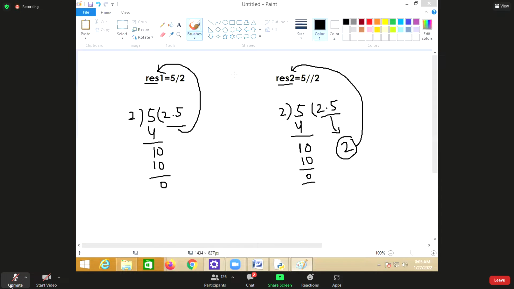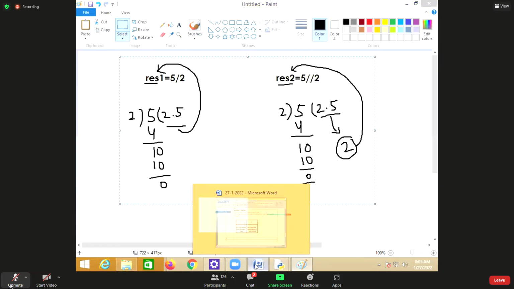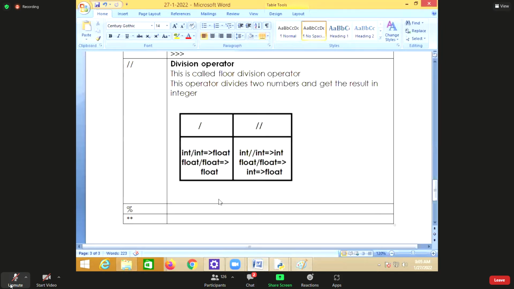Okay, right. Now this is how it is. But this will get the result in which one? Integer. Okay, this will get the result in what here? Integer. Okay. Just see here. But what will happen? Suppose... yes. So just try to understand this.